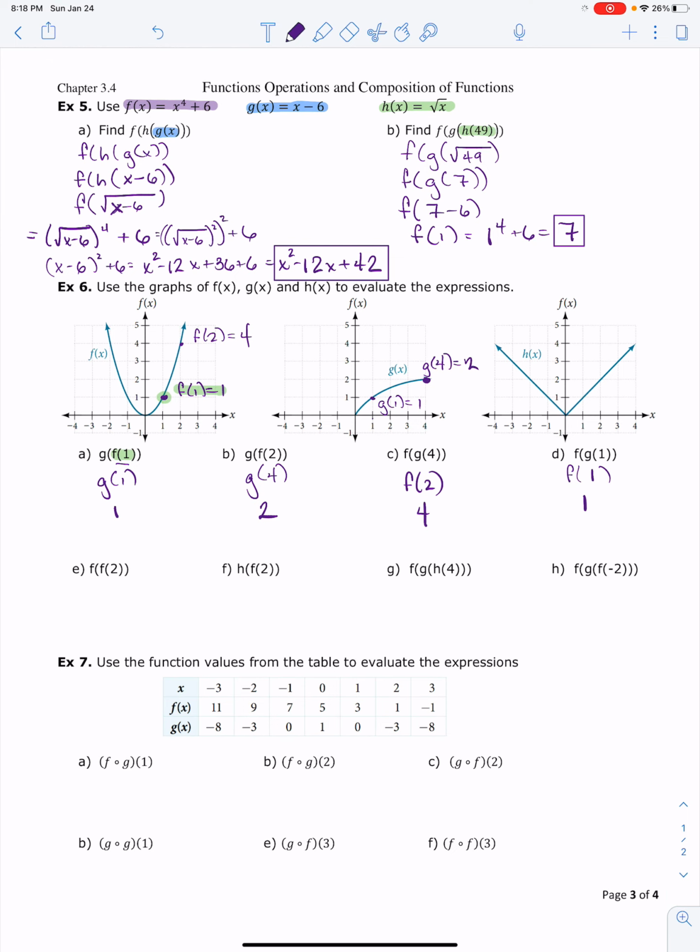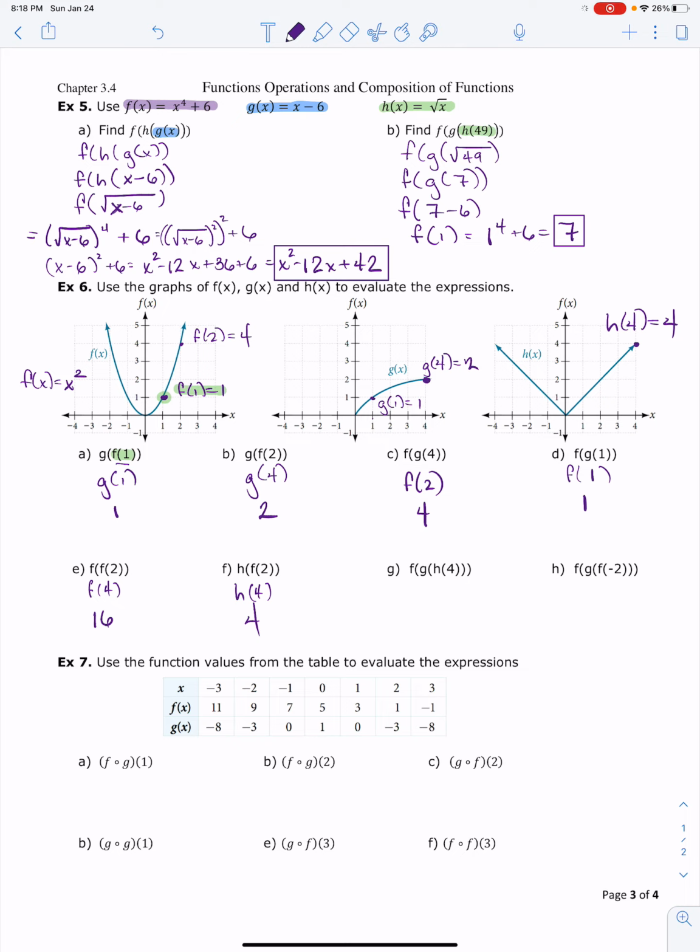E's got f of f of 2. F of 2 we already know is 4. Now we need f of 4, but that's not on the graph, but we know that this is a parabola. This is the function f of x equals x squared. So we can figure out what f of 4 is. That's 16. F, we have h of f of 2. F of 2 we know is 4. We want h of 4. So here, the far right function h, when x is 4, y is 4. It's the absolute value function.